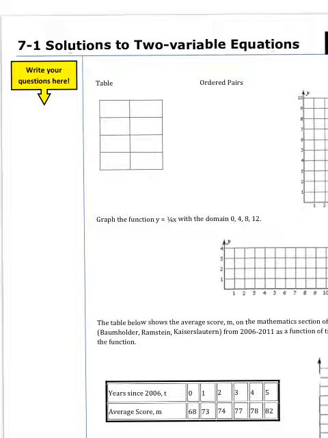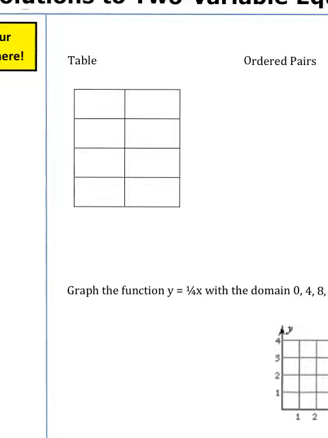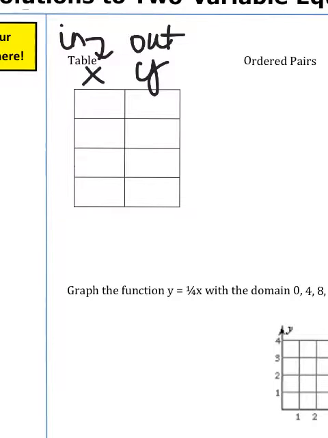So you can see that information in different ways. You might see it in a table like this, where you might have different values, and they're usually an input. We usually call it x, and then your output, which we usually call y. But I want you to think about what you're putting into the machine and what you're getting out of the machine. It's an easier way to think of it.